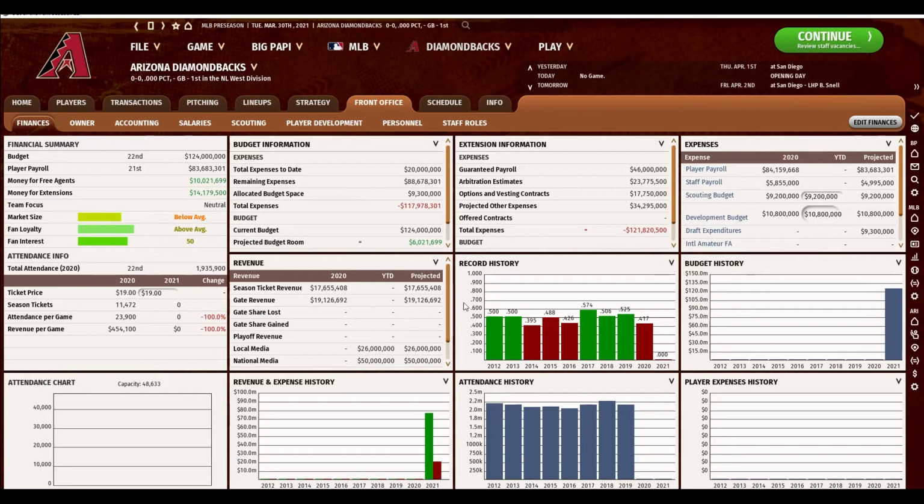So from here, what I'm going to do is take a lot of that money. And again, if you're looking to tear down, you're not going to be spending money on free agents. You're not going to be spending money on potentially signing some of these players to long-term deals.